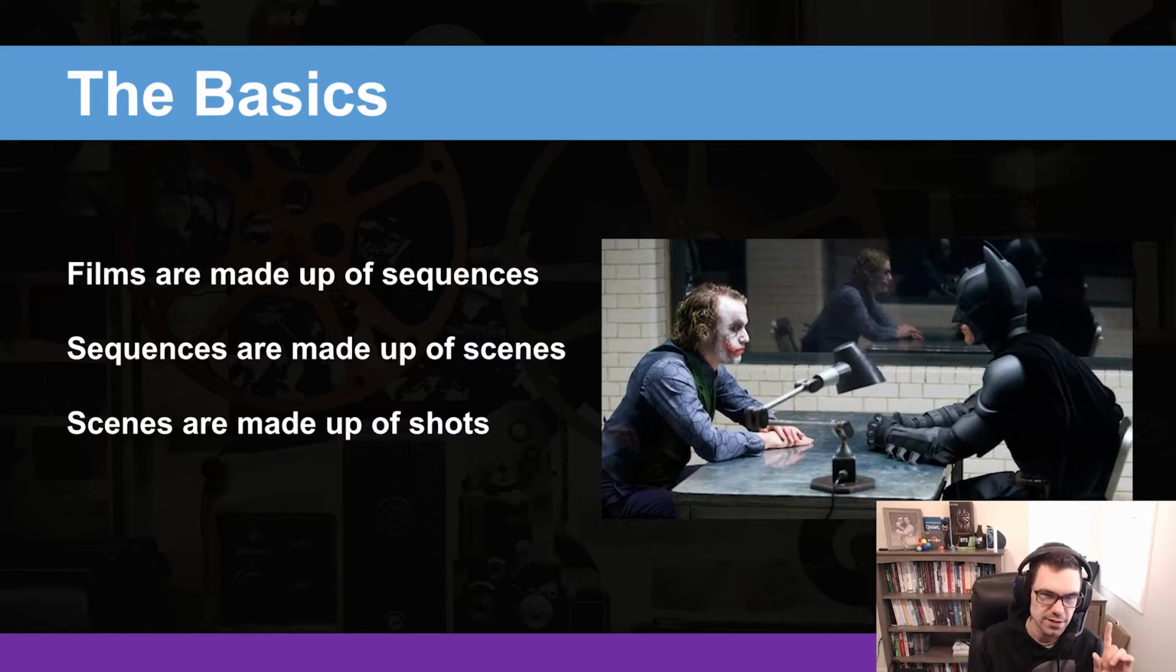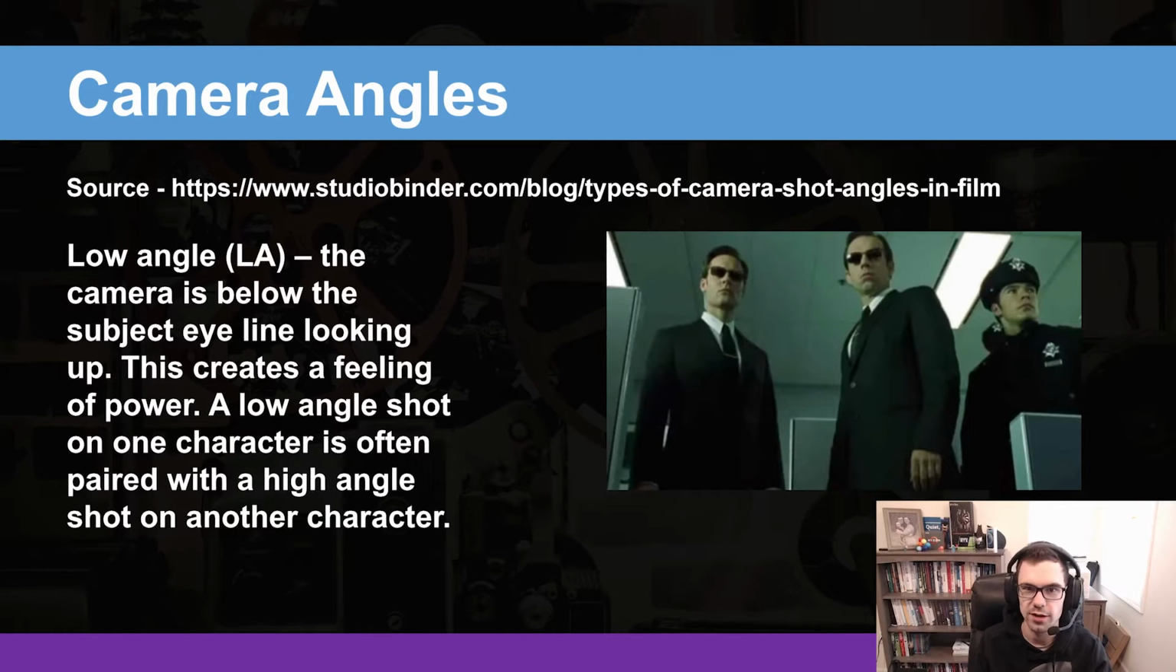But first, the basics. Don't forget this simple truth as we get in. I've quoted this several times. I think it's a great quote. Films are made up of sequences, sequences are made up of scenes, and scenes are made up of shots. And we've been talking about how to do these shots in the last couple episodes here. And what we're going to talk about today is how to do the camera angles.